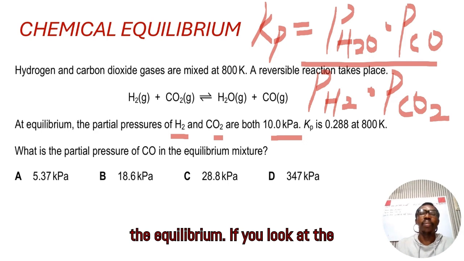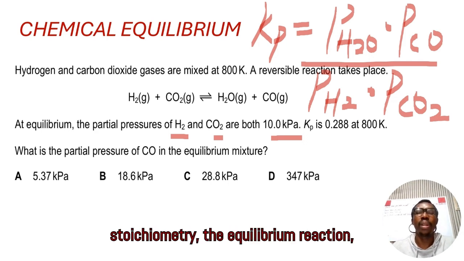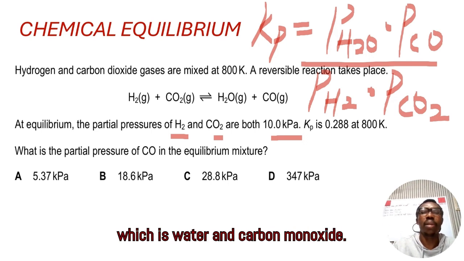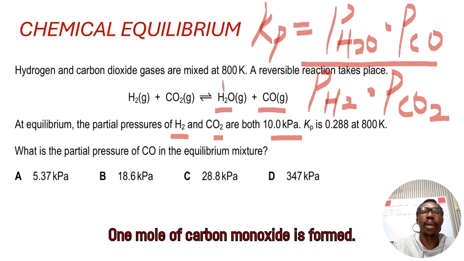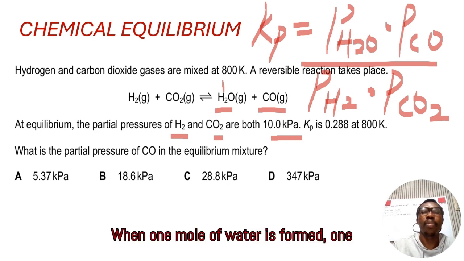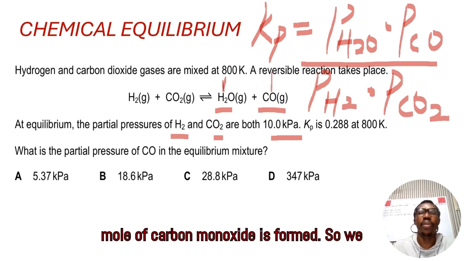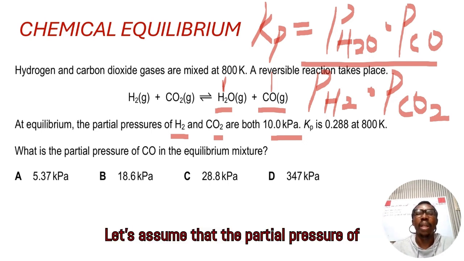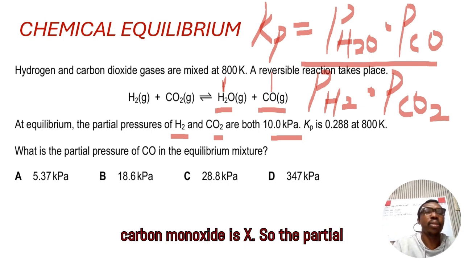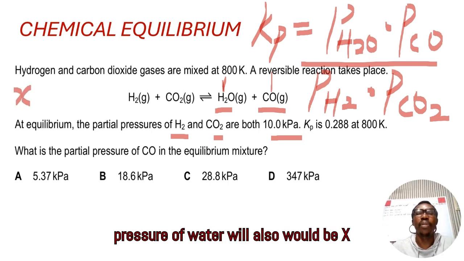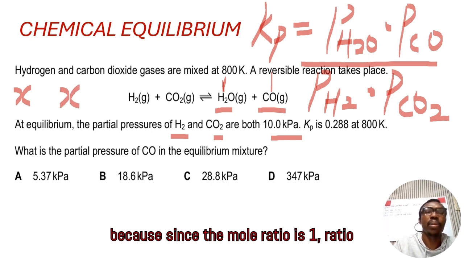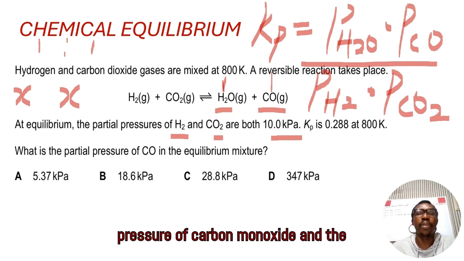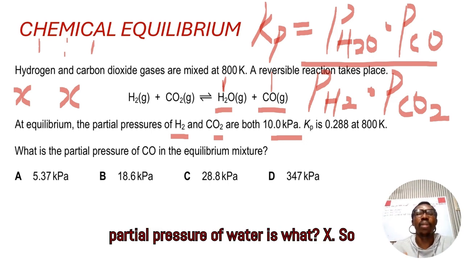Now, if you look at the stoichiometry of the equilibrium reaction, look at the stoichiometry of the products, which are water and carbon monoxide. 1 mole of carbon monoxide is formed when 1 mole of water is formed. We don't know the partial pressure. We want to calculate the partial pressure of carbon monoxide. Let's assume that the partial pressure of carbon monoxide is X. So the partial pressure of water will also be X, since the mole ratio is 1:1.